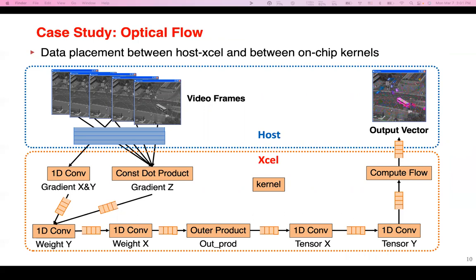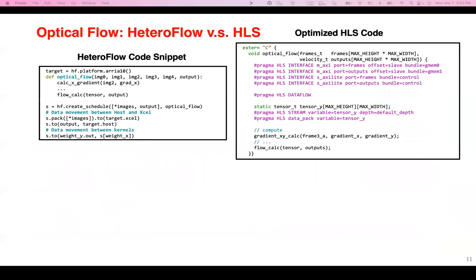Optical flow is a classic video processing algorithm. It consists of 8 kernels, denoted by the orange blocks in the diagram. To achieve high performance, we want to offload these kernels to FPGAs and make sure the data placement is optimized at different levels. Specifically, we want to optimize the host-accelerator data placement with data packing to better utilize the memory bandwidth. And for the inter-kernel data placement, we want to use streaming channels to pass data between the kernels. These optimizations can be easily realized in HeteroFlow.